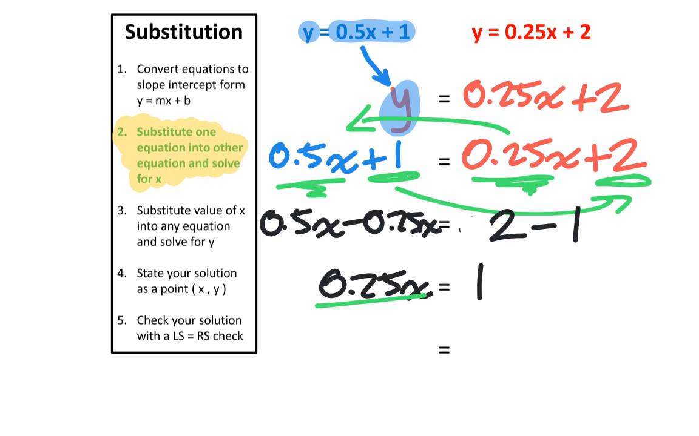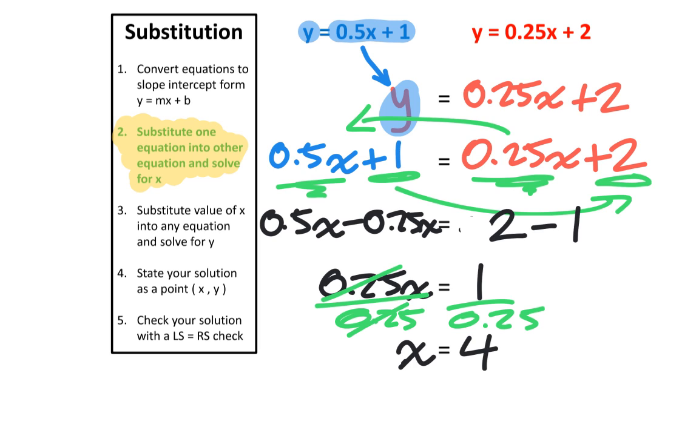I'm going to divide this by 0.25 since the opposite of multiplying by 0.25 is dividing by 0.25. And what you do to one side of an equation, you must do to the other side of an equation. These are going to cancel out, which leaves you with just x. And 1 divided by 0.25 gives you 4. Therefore, x is equal to 4.